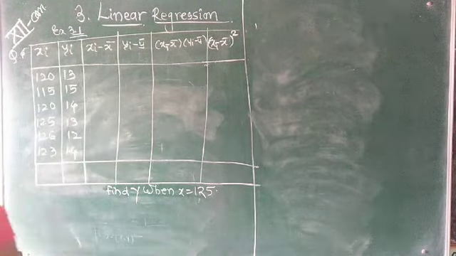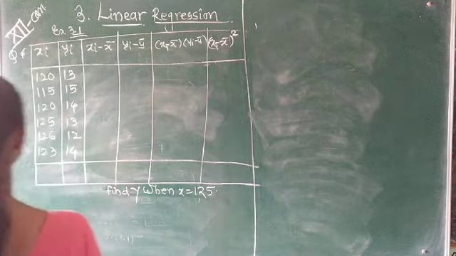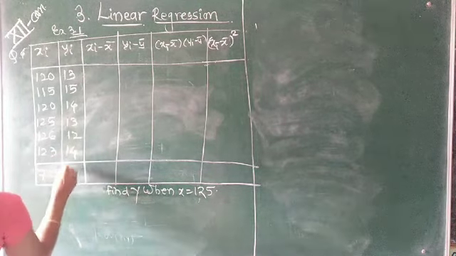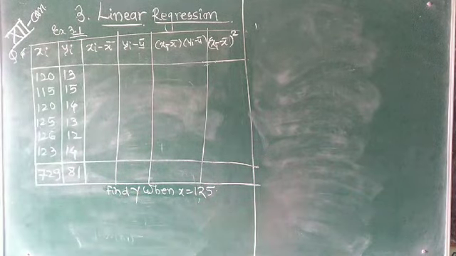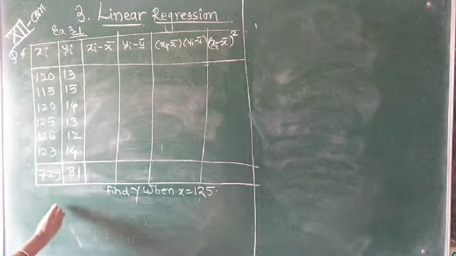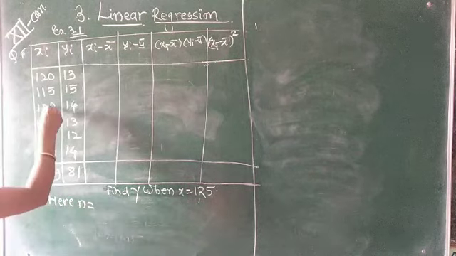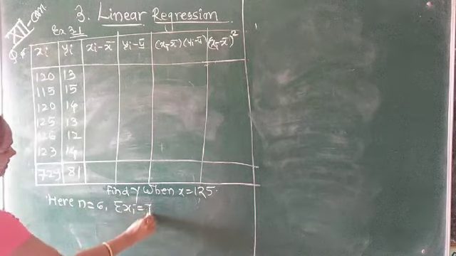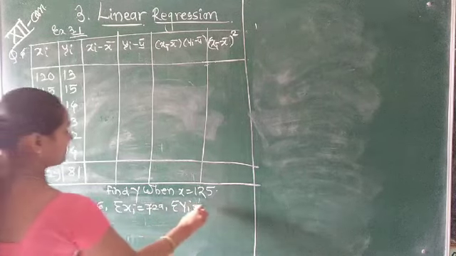So first take the summation of these xi and yi for finding the mean. The summation of xi is 729 and the sum of yi is 81. Now we are going to find the means, then we take the next column. Here n means total observations, 6. Summation xi is 729 and summation yi is equal to 81.